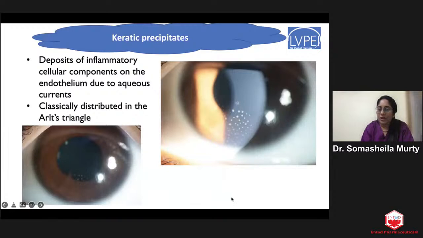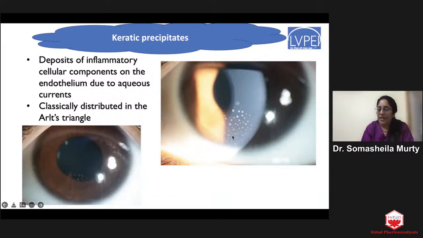So Dr. Ajit Babu asked a very important question on keratic precipitates. He asked, what is the classical location? And there's a reason why he asked that, because keratic precipitates classically are located in a triangular fashion, the Arlt's triangle. And there's a reason for that. It's because of the convection currents that go on in the anterior chamber. So you have currents coming from up to down.